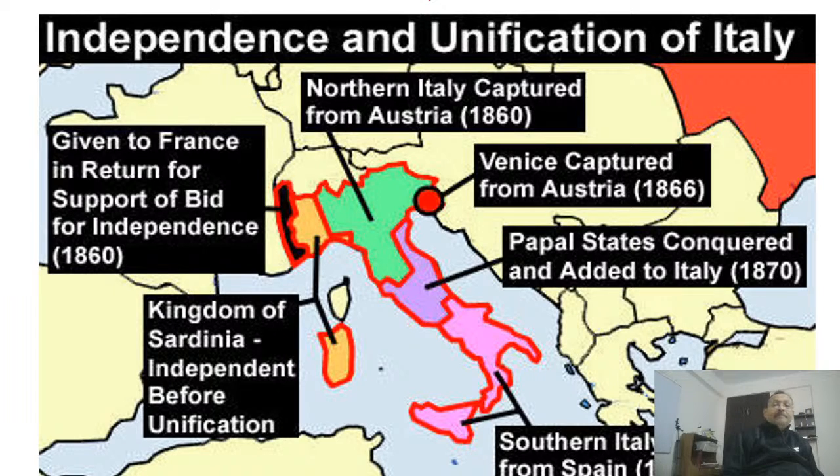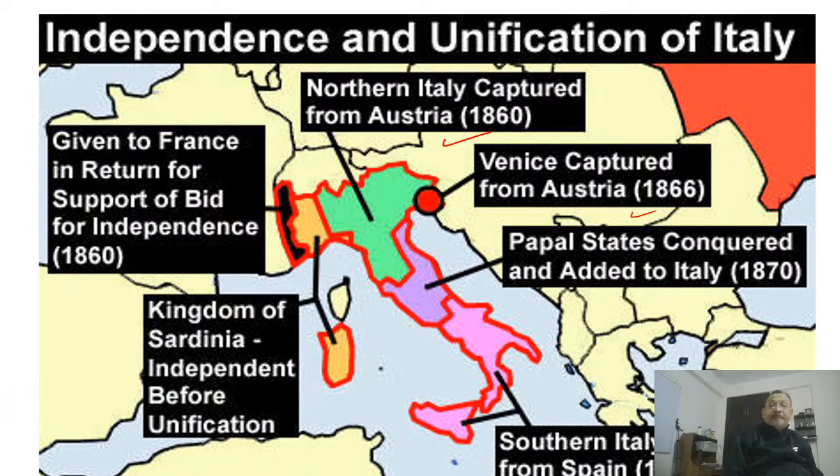Now, the independence and unification of Italy की जब बात करते हैं, नॉर्दर्न इटली कैप्चर्ड फ्रॉम ऑस्ट्रिया इन 1860. 1860 में क्या देखते हैं? नॉर्दर्न इटली को कैप्चर कर लिया जाता है. वेनिस वाज कैप्चर्ड फ्रॉम ऑस्ट्रिया इन 1866.